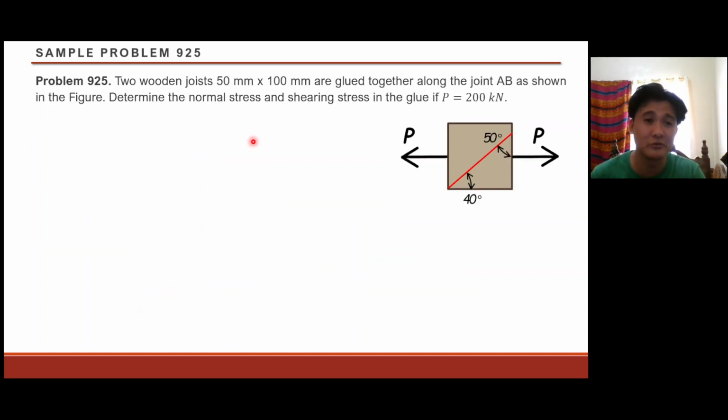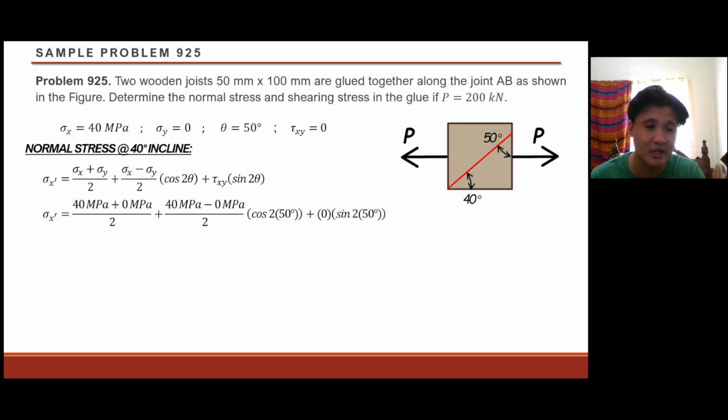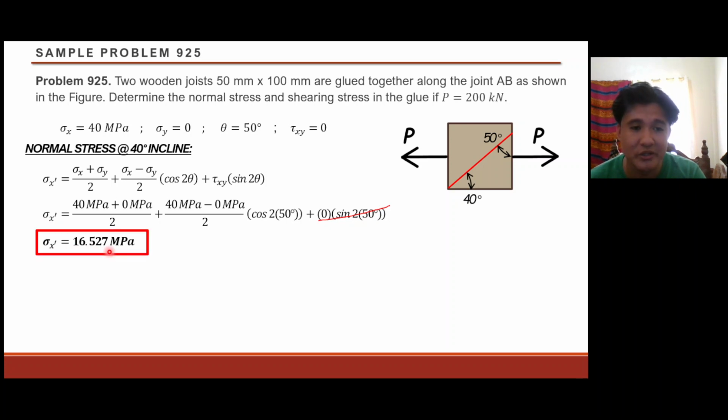So, ulitin natin yung solution natin. This time, using yung theta as 50 degrees. So, substituting the values. So, we have 40 megapascal plus 0 megapascal over 2 plus 40 minus 0 over 2 times cosine 2 theta, 50 degrees, plus 0 sine 2 50 degrees. Dahil nga 0 yung shear stress natin, we can disregard this part right here. Tapos, pinutin na sa calculators natin, we will get the value 16.527 megapascal. This will now be yung normal stress natin at the glue. At the plane kung saan natin pinagdikit yung ating wooden joist.